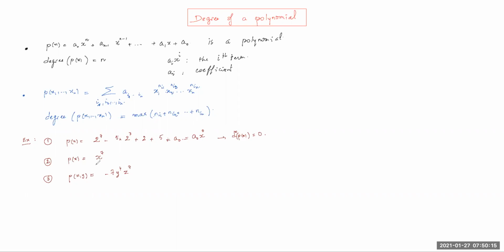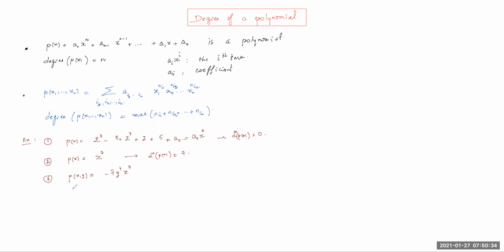What about this one? It's a polynomial with one variable x, and I have one term with degree 7. It's the only one. So I can read the degree easily: it will be 7.